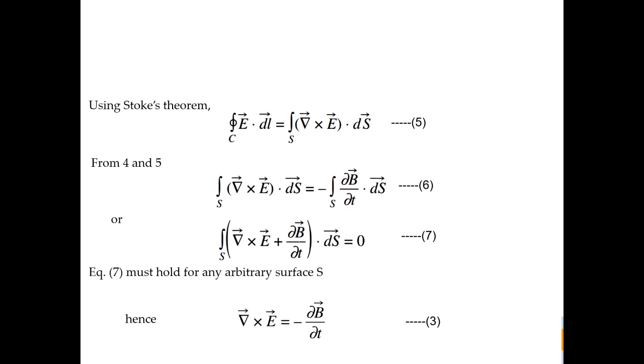That is, del cross E plus del B upon del t equals 0, or the curl of the electric field vector is equal to the negative time rate of change of the magnetic induction vector linked with that surface. And hence we get equation 3 here. It's not equation 3 actually, it's equation 8. So there's an error here. So this equation is Maxwell's third equation, which is obtained from Faraday's law of electromagnetic induction.